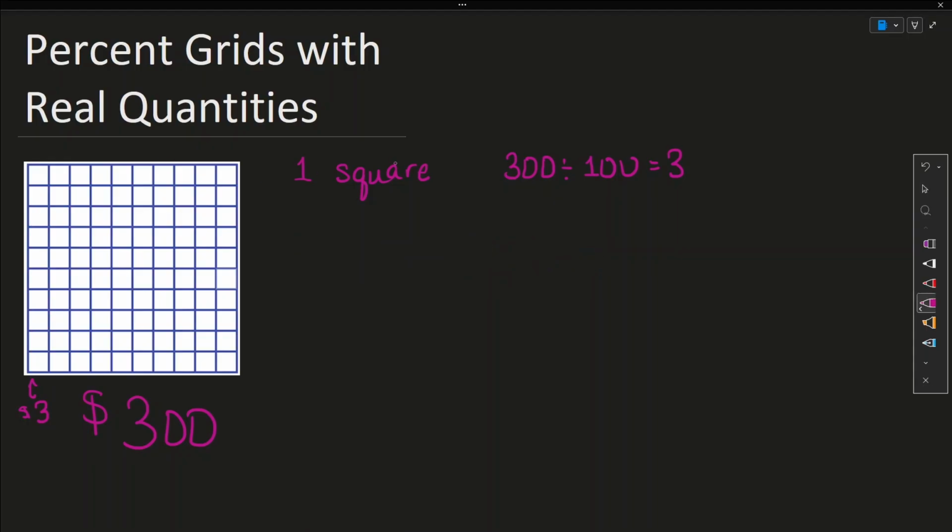Let's try another one. Let's suppose we want to represent 45%. Since each small square is 1%, we will shade 45 small squares. One easy way to do this is to shade 4 full rows, as I'm doing here, and then 5 more. How much is this? Well, we have 45 squares shaded, and they are $3 each. That gives us a total of $135.